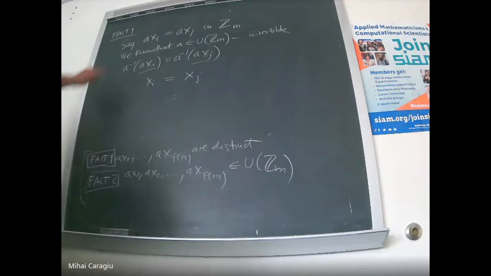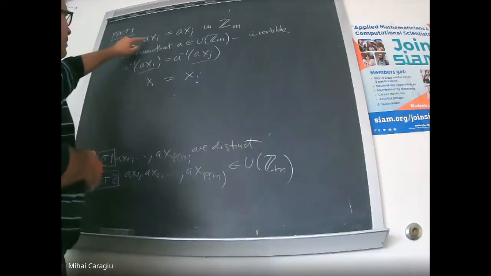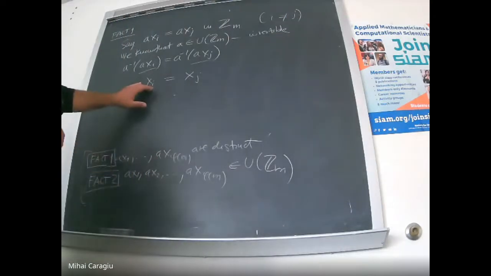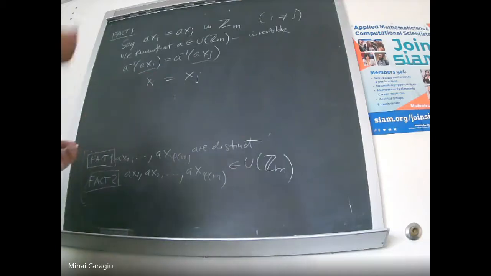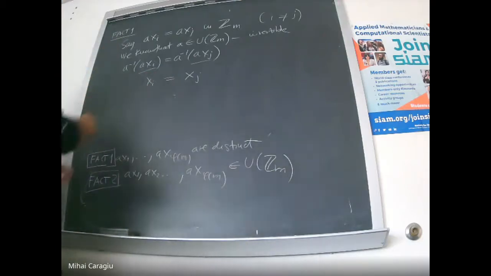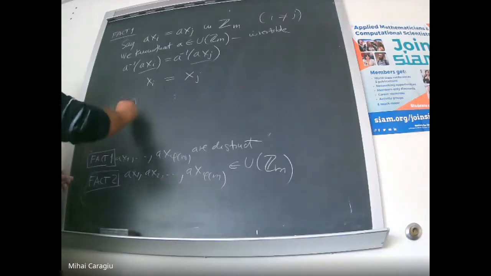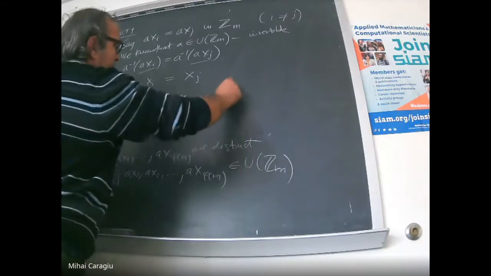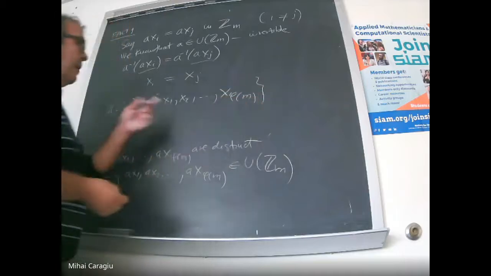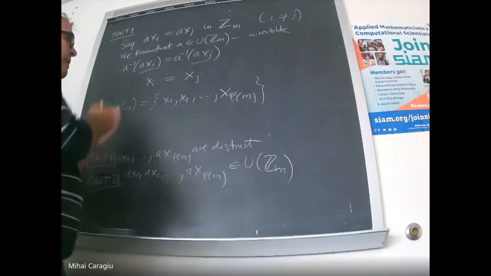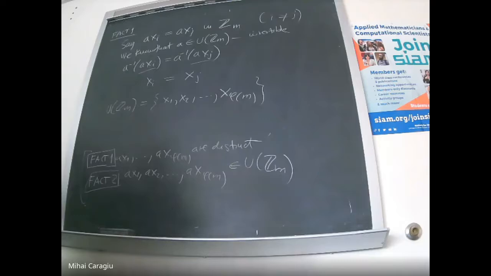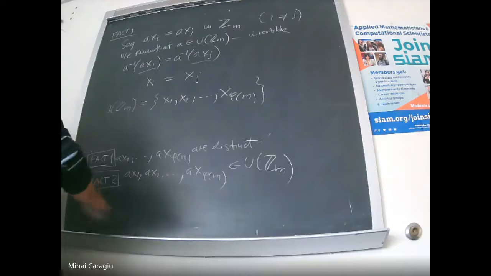And that's a contradiction, because we assumed that i is not j, but then xi turns out to be equal to xj. From the beginning we assumed that U of Zn is listed as x1, x2, all the way through x sub phi of n. Different subscripts mean different elements, and these are all invertible elements in Zn, the units of Zn. So x1, x2, through x phi of m are distinct. That's the proof of fact 1.